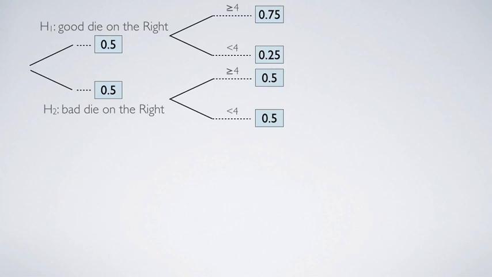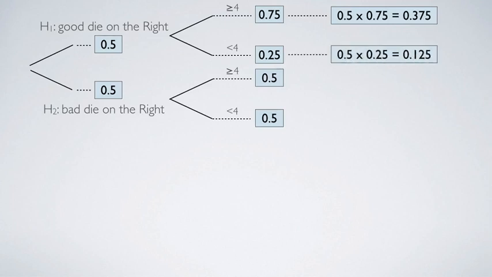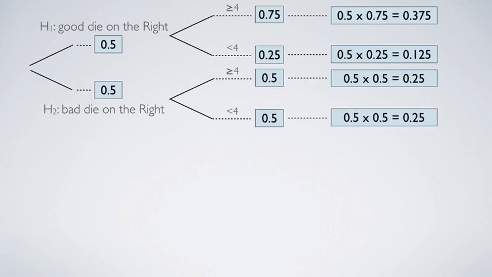Usually in probability trees, the next step is to calculate the joint probabilities. So we multiply across the branches. There's a 37.5% chance that the good die is on the right and you roll a number greater than or equal to 4. There is a 12.5% chance that the good die is on the right and you roll a number less than 4. There is a 25% chance that the bad die is on the right and you roll a number greater than or equal to 4. And there's a 25% chance that the bad die is on the right and you roll a number less than 4. Remember, we did indeed roll a number greater than or equal to 4.